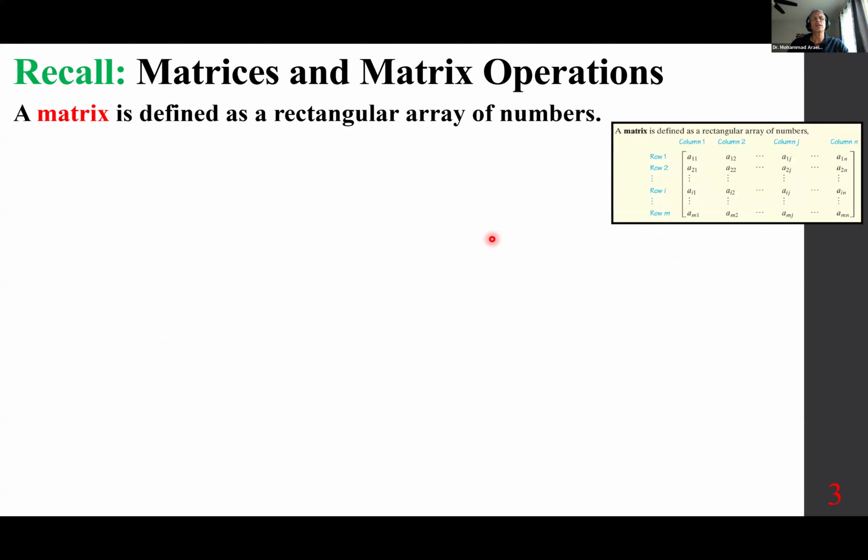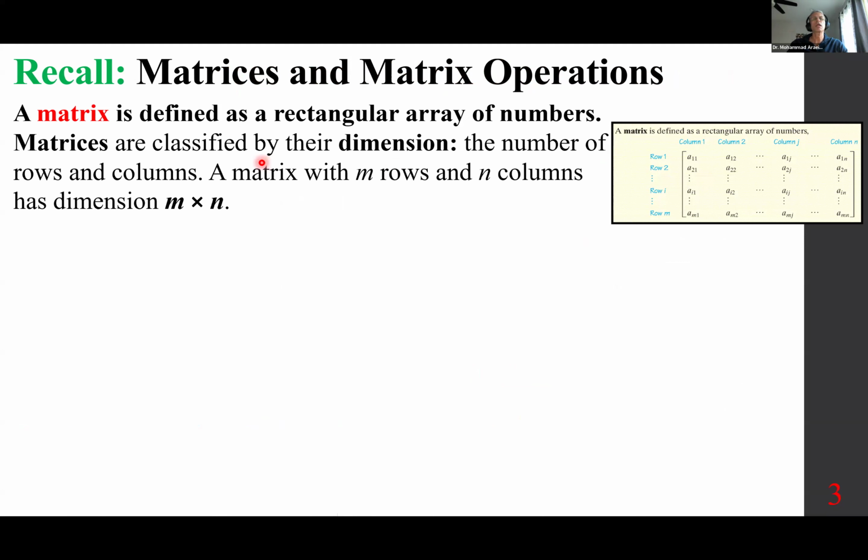A matrix is defined as a rectangular array of numbers. Matrices are classified by their dimensions, the number of rows and columns. A matrix with m rows and n columns has dimensions m by n. Here's an example. We have 1 row, 2 rows, and 1, 2, 3 columns. So this is a 2x3 matrix.